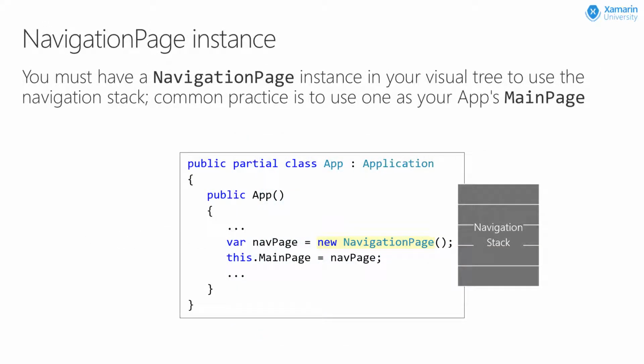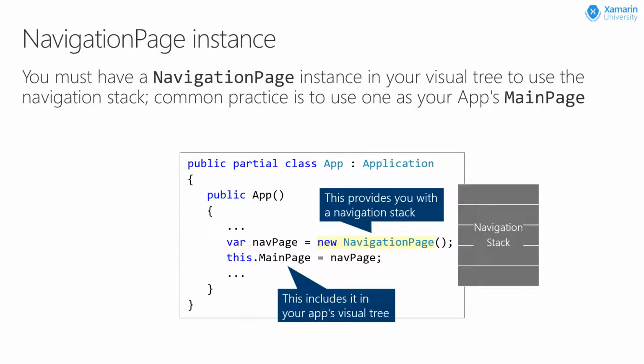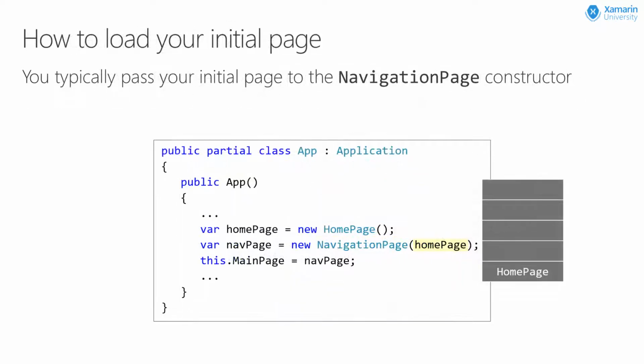Now because the navigation page owns the stack, you must have a navigation page in your visual tree in order to perform stack navigation. And you can see here we're instantiating an instance of NavigationPage and adding it to the visual tree by assigning it to the MainPage property of the App class. We're also required to have at least one page in the navigation stack.